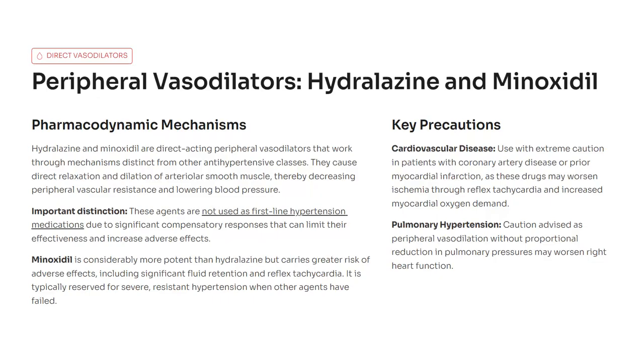Some peripheral vasodilators like minoxidil, hydralazine, those are direct acting peripheral vasodilators that work through mechanisms that are distinct from other antihypertensive classes. They cause a direct relaxation and dilation of the arterial smooth muscle, thereby decreasing peripheral vascular resistance and lowering the blood pressure.